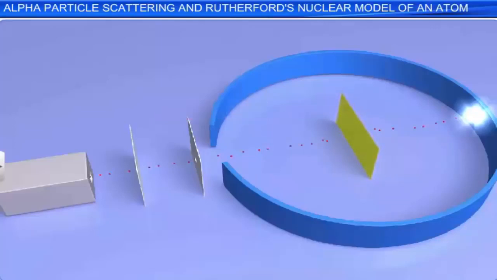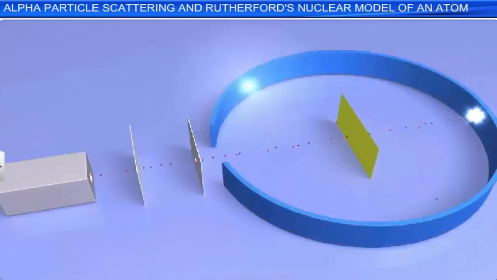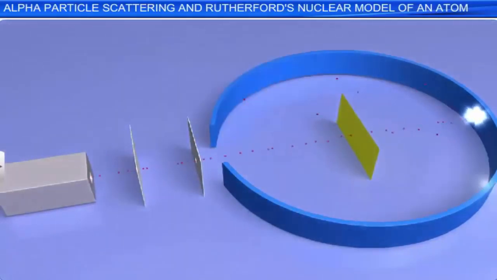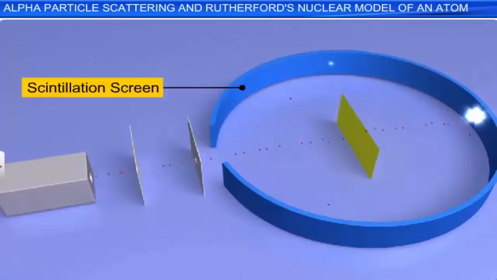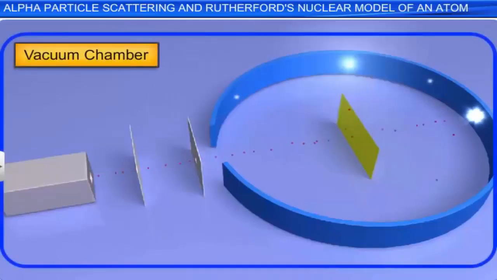The scattered alpha particles were made incident on a zinc sulfide screen. The zinc sulfide screen being a fluorescent screen, the alpha particles upon striking the screen caused scintillations, leading to the detection of their presence. The scintillations were observed through a microscope. This entire arrangement was enclosed in a vacuum chamber to avoid stray particles, if any, entering the experimental area.